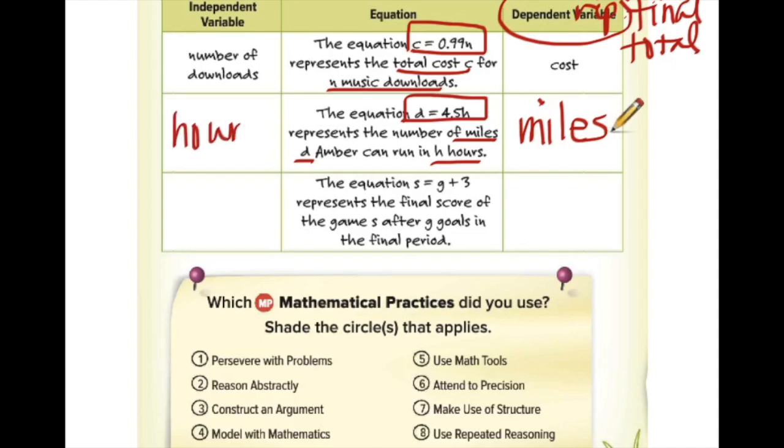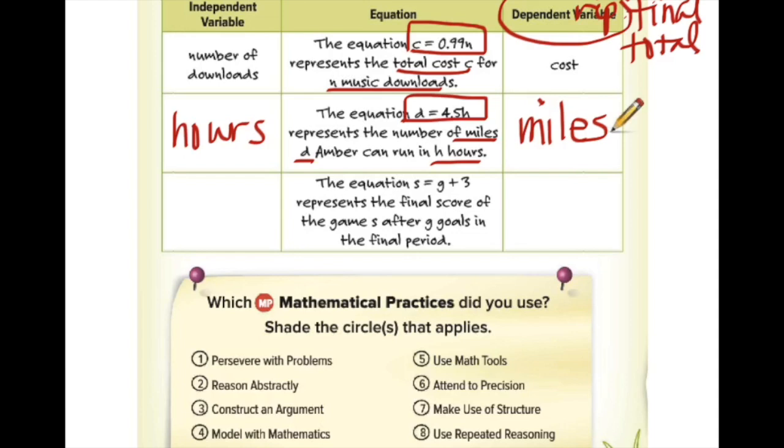Hours is independent. If I run for 3 hours, 3 hours is going to happen, period. The distance per hour, how fast or how slow I'm running, those things all change. So hours is my independent variable. The hours are going to happen. Miles is dependent because it depends on how fast I'm running and how long I'm running. All these things have to come into play for me to figure out the miles.